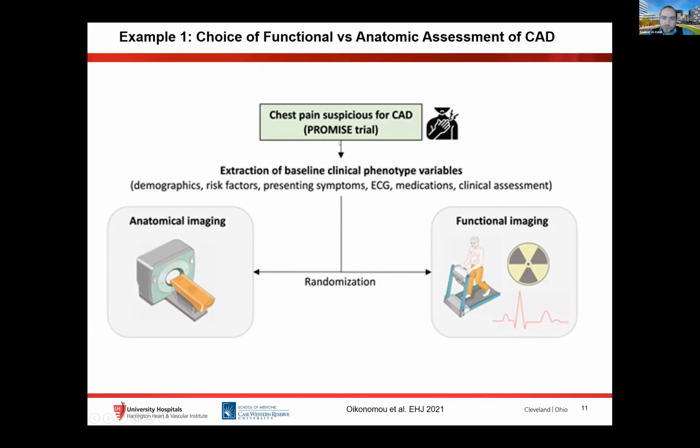PROMISE trial, which is an NIH-funded study that randomized patients who come with chest pain with a clinical suspicion for CAD to anatomic imaging, which is coronary CTA, and functional imaging, which is done using SPECT nuclear scan. And the trial was eventually negative. There was really no difference in major adverse cardiovascular events over 1 year comparing the 2 imaging studies. But this group sought to identify subgroups that would benefit from one or the other.